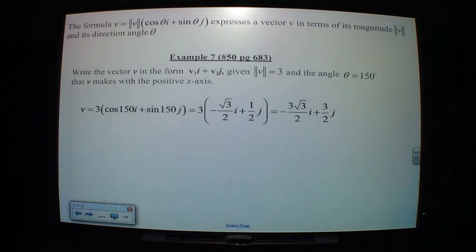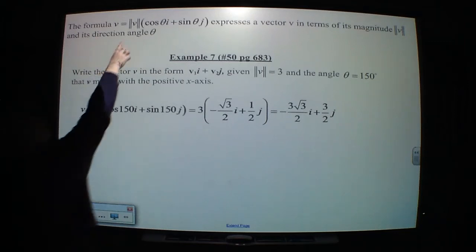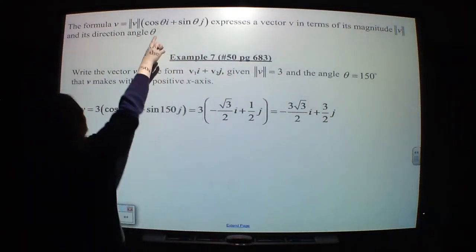Next one, the formula v is equal to the magnitude of v times the cosine of theta i plus the sine of theta j expresses a vector v in terms of its magnitude, which is the magnitude of v, and its direction angle, theta. So I want to write the vector in the form of v sub 1 i plus v sub 2 j, given that the magnitude is 3 and the angle, theta, is 150 degrees. So just plug it into the formula. 3 and theta is 150.